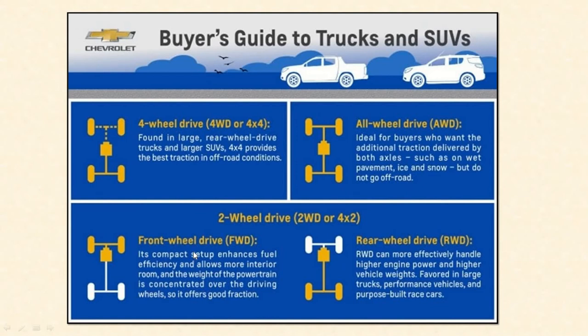And two-wheel drive, that is 4x2, and front wheel drive, front engine, front wheel drive. It is a compact setup that enhances fuel efficiency and allows more interior room, and the weight of the powertrain is concentrated over the driving wheels. So it offers good traction on regular road surfaces. And rear wheel drive can more effectively handle higher engine power and higher vehicle weights. It is favored in large trucks, performance vehicles and purpose-built race cars.